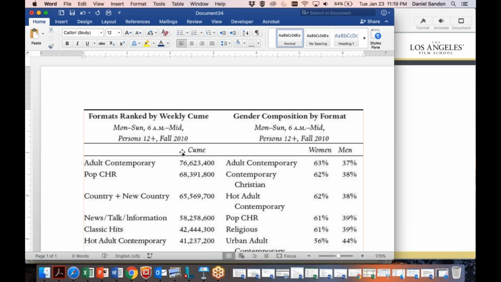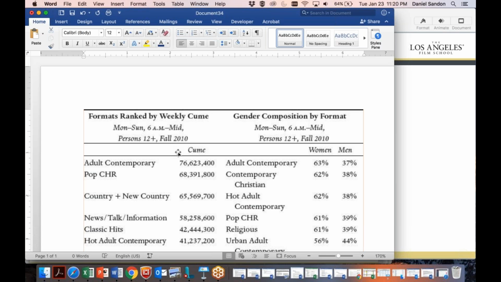And there's something called CUME, and this CUME is the total cumulative audience for the week, okay? So this is from a week in the fall of 2010, so several years ago. But this was the cumulative audience across the country for adult contemporary radio, and it's 76 million listeners, all right? The next one down is Pop CHR. That's another radio format, and the cumulative weekly audience for that was 68 million and some, okay?